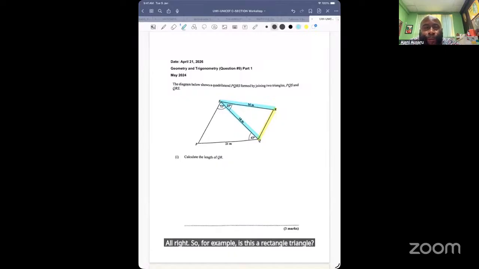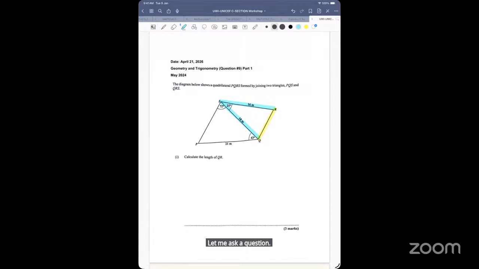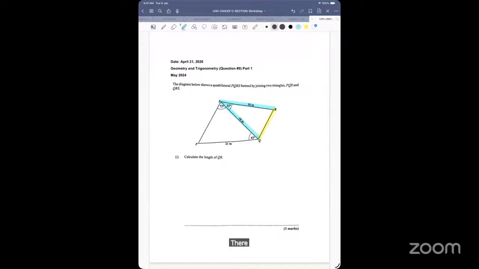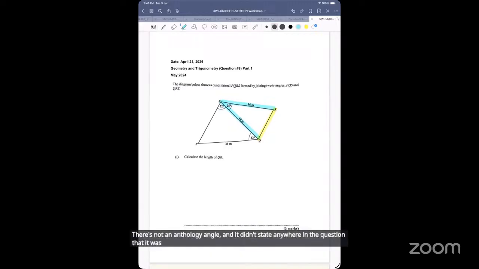Let me ask a question. No, sir. How do you know that it's not a right angle triangle? There's not a 90-degree angle, and it didn't state anywhere in the question that it was a right angle triangle. Beautiful. All right.